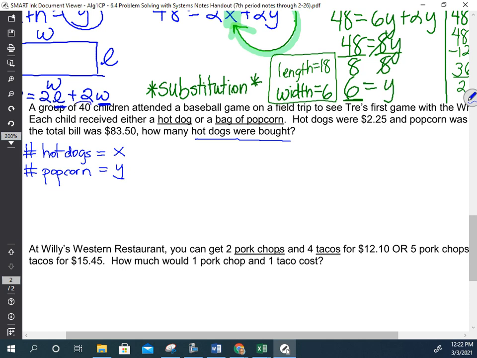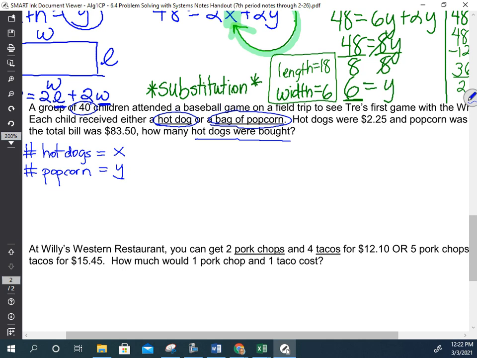A group of 40 children attended a baseball game. Each child either got a hot dog or a bag of popcorn. That means I can have a hot dog, I can have a bag of popcorn, but I can't get both. So it's either one or the other. So that means if 10 kids get hot dogs, then the other 30 have to get popcorn because you can't get both.